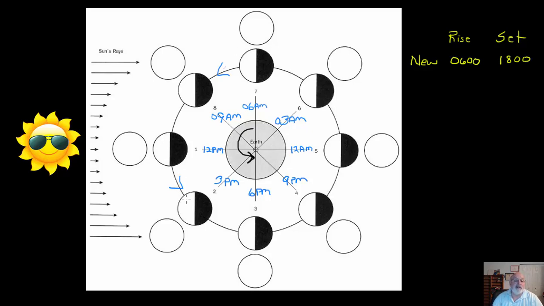Then we'll move over to moon 2. We'll call this one the waxing crescent. And the first place we would be able to see that as we're rotating around is going to be right there. So this is going to be at 0900, and we're going to see it all the way around to the same 9, and that's going to be 2100 hours.